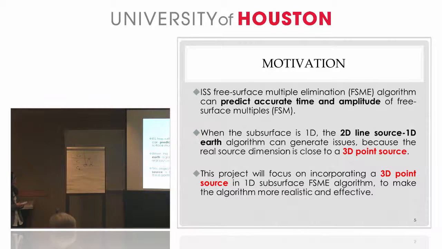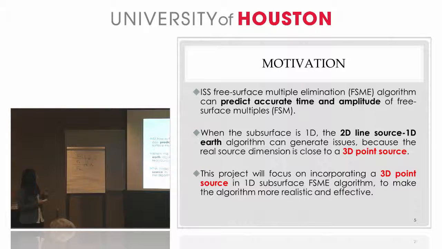In multiple removal tasks, as we have mentioned before by my colleague, Dr. Xinglu Yang, people usually use adaptive subtraction to eliminate the multiples with the energy minimization criteria. However, energy minimization criteria can fail when the primaries and multiples are close or interfering with each other. Our SS free surface multiple elimination algorithm can provide both the accurate time and the amplitude of the free surface multiple prediction. And when the Earth is 1D or close to 1D, which is reasonable for many circumstances, the 2D line source 1D Earth algorithm has been developed by our group, M-OSRP, and widely used by our sponsors.